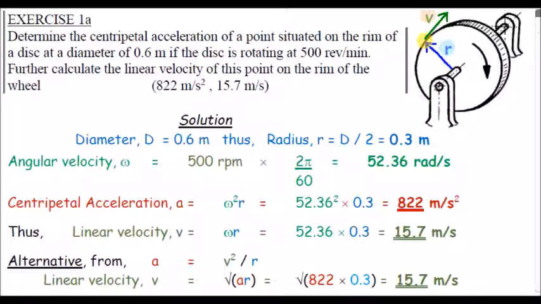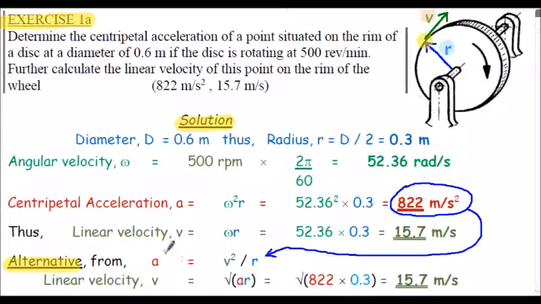And exercise 1A solution continued. I've just shown here an alternative form for calculating linear velocity. I'm essentially still using this value from our previous calculation, but I'm inserting it into this equation, and that is centripetal acceleration A is equal to v squared divided by r. By rearranging the equation, v is the square root of a multiplied by r. Inserting the values, we get the same linear velocity. So that's just an alternative calculation, just purely for reference.